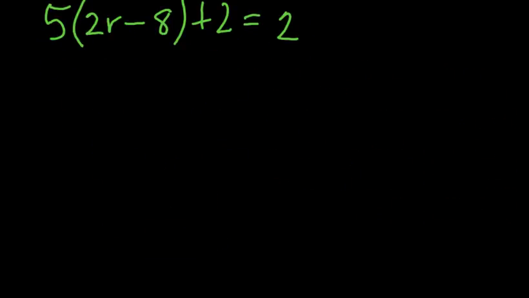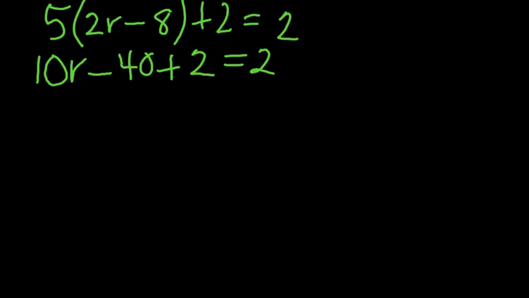Now, here's a problem that's a little different. It's still the same in that we need to simplify this side first. But instead of adding and subtracting like terms, the first thing we need to do is use the distributive property. So we're going to go 5 times 2r and 5 times minus 8. So 5 times 2r is 10r. 5 times minus 8, or 5 times negative 8, is negative 40. And then we still have the plus 2 that's just waiting for us to finish distributing.